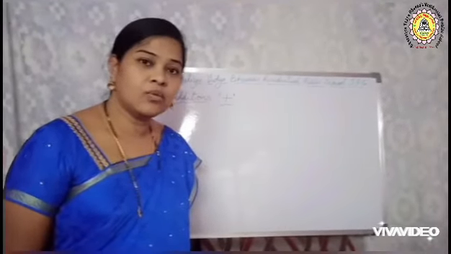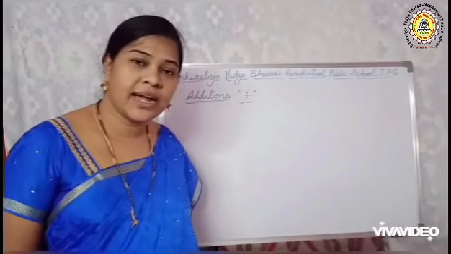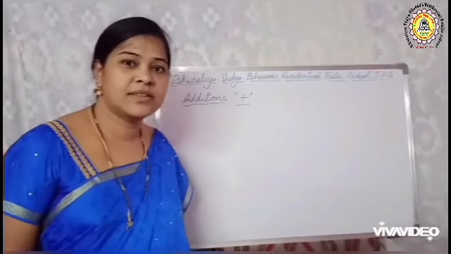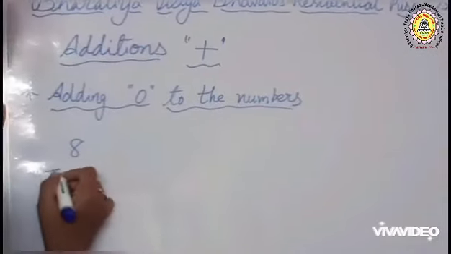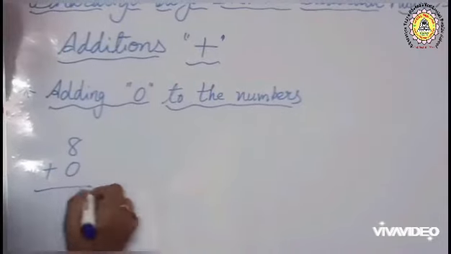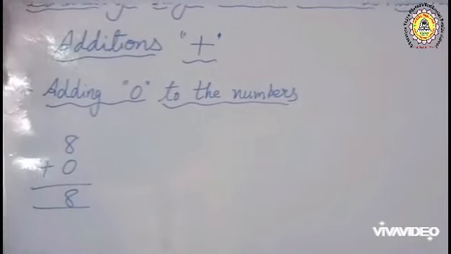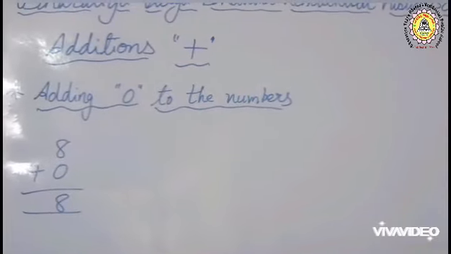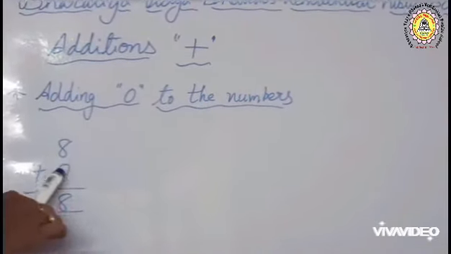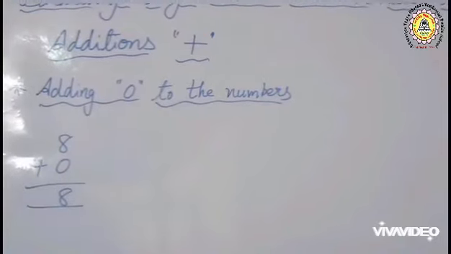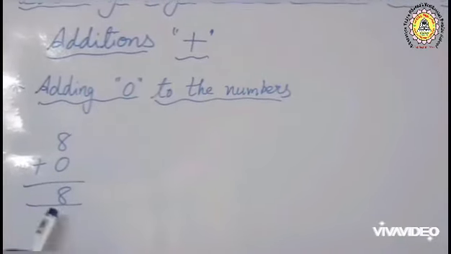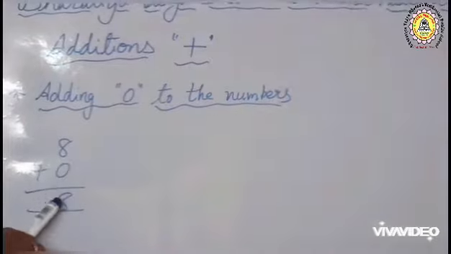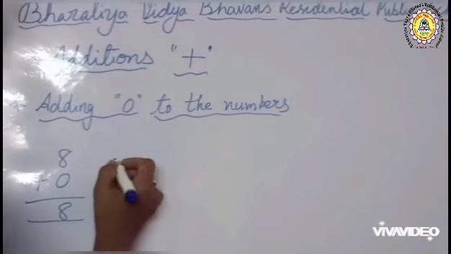Let us see how. Let us learn additions by adding 0 to the given numbers. 8 plus 0 is equal to 8. See children, we have already learnt in addition tables that if we add 0 to any number, we get the same number. Like the same, here also you see 8 plus 0 is equal to 8.